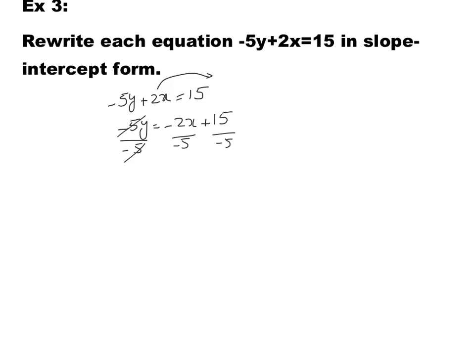I get y is equal to negative over negative is positive, so 2 over 5x. Positive over negative is negative, so negative 15 over 5 is 3. So the slope y-intercept form is y equals 2 over 5x minus 3. The slope here is 2 over 5, so this is my slope, and the y-intercept is equal to negative 3.